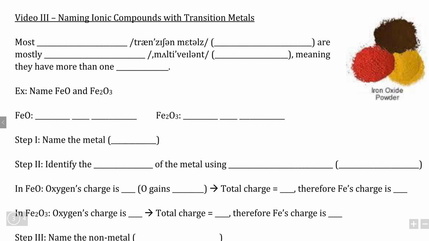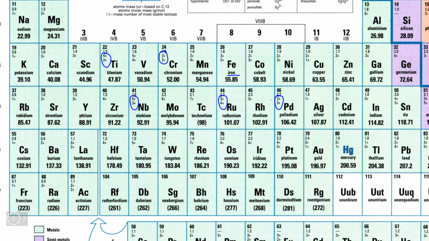In this video, we're going to learn how to name the most complicated type of ionic compounds, that being ionic compounds that have a transition metal in place of their cation. So for those that don't remember the periodic table lesson, the transition metals are the metals at the center of the periodic table between the alkaline earth metals and the nonmetals.